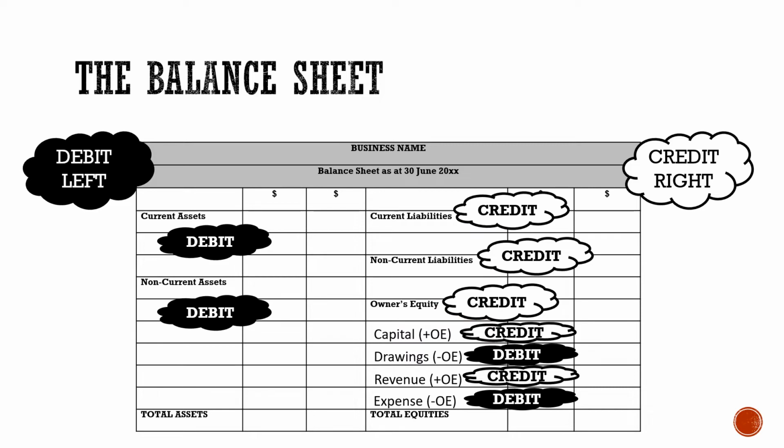Here's the full picture of the debit and credit nature of all the accounting elements using the balance sheet as a guide. Here are some tips to help us remember the debit or credit nature of the accounting elements. Firstly, remember the rule: debit to the left, credit to the right. Since assets are on the left of the balance sheet, assets will have a debit nature. Liabilities are on the right of the balance sheet and therefore will have a credit nature.